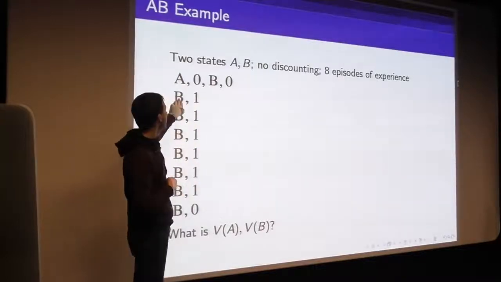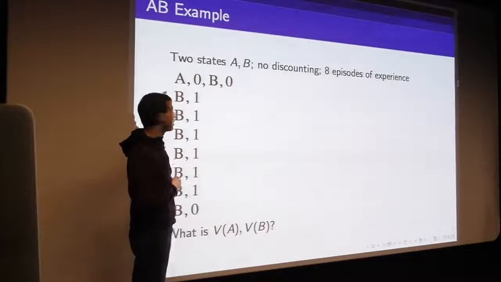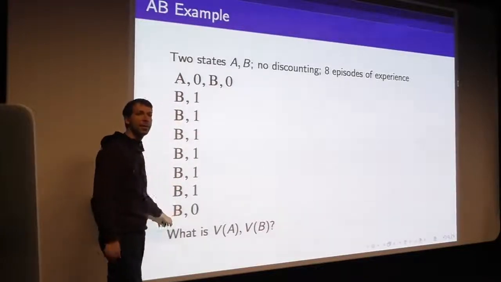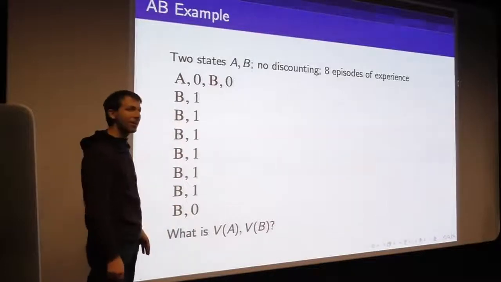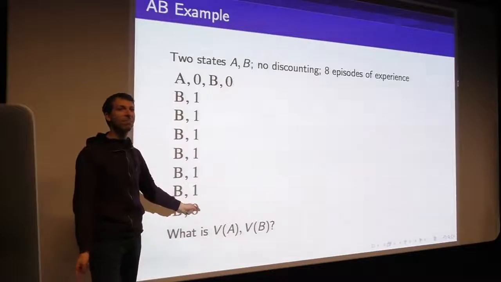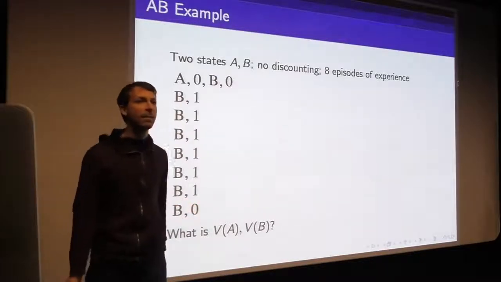The next episode, you start in B, you get a reward of 1. Next episode you start in B, you get a reward of 1. Until down here you see an episode where you start in B and you get a reward of 0. So the question is for you guys, what's the value function? Any suggestions? What's the value of A and B?